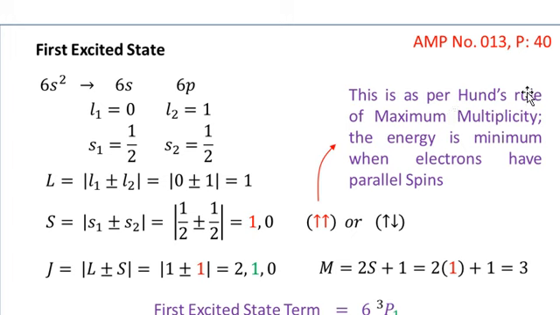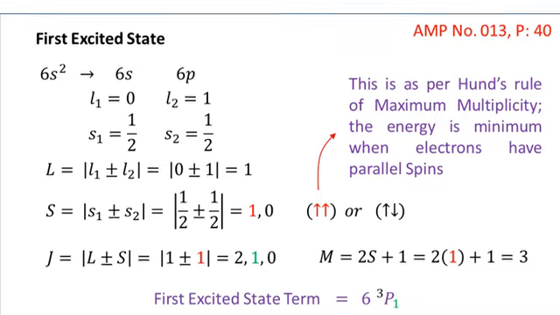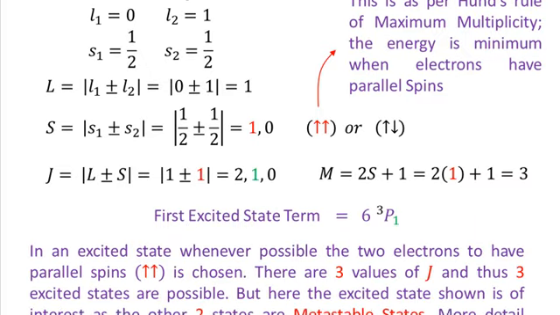And this is as per Hund's rule of maximum multiplicity. The energy is minimum when the electrons have parallel spins. So you see that we want the excited state to have the minimum possible energy, and this is only possible when the two electrons have parallel spins. And according to Hund's rule, the two electrons will be in parallel configurations, that is, their spins will be parallel to each other.